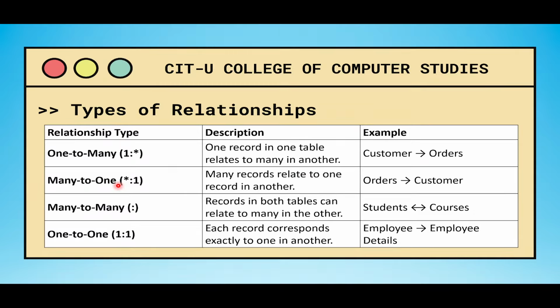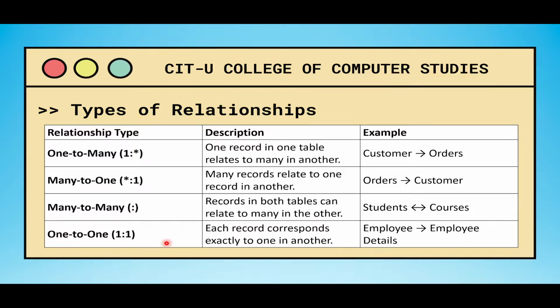We also have the inverse, the reverse. We have the many to one. So many records relate to one record in another. So for example orders, if we're in reverse, multiple orders can be related to one customer. We also have the many to many. So records in both tables can relate to many in the other. So students and courses, of course. So multiple students can have multiple courses. In the same way, courses can have multiple students.